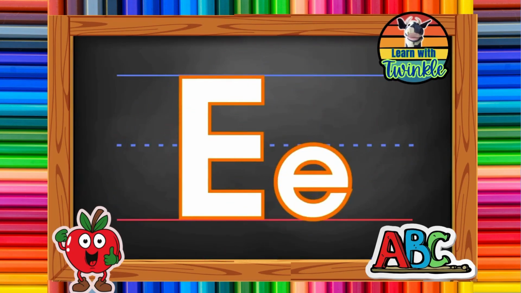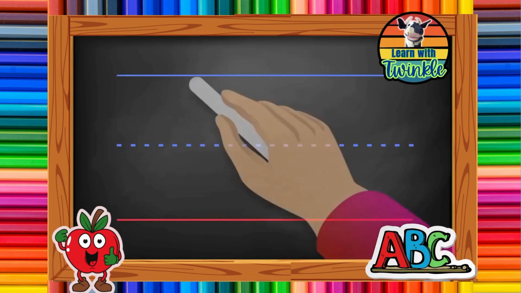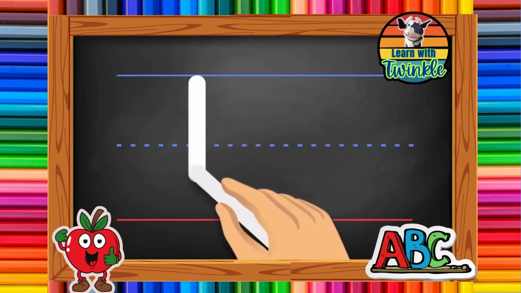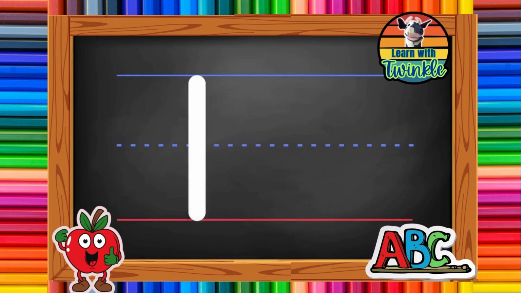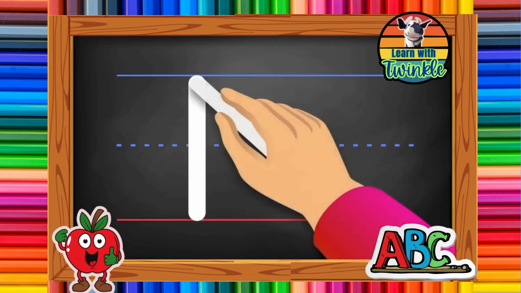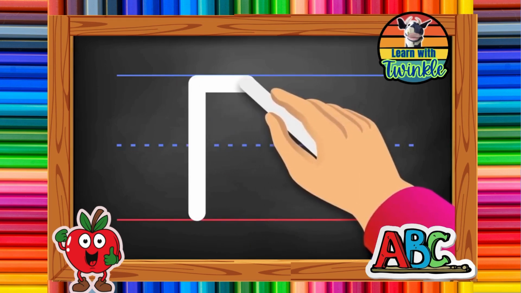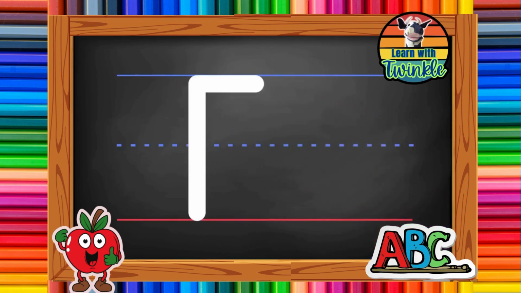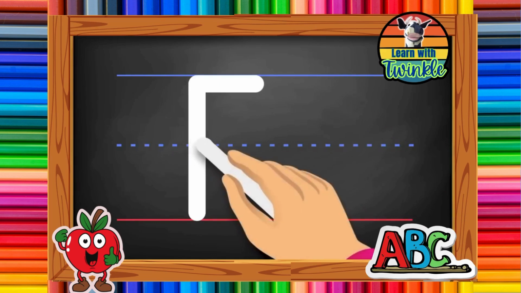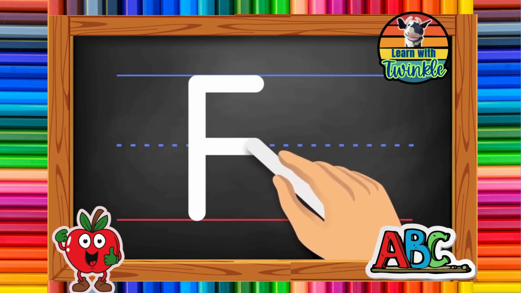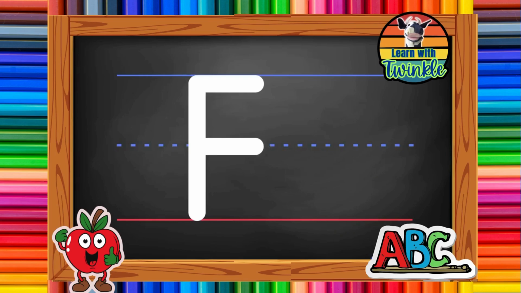Fantastic! Let's move to the letter E. Uppercase E. Draw a straight line down. Then draw 3 short lines across. One at the top, one in the middle, and one at the bottom.